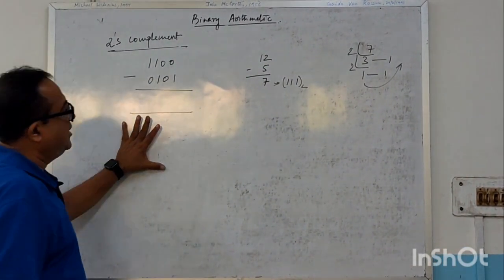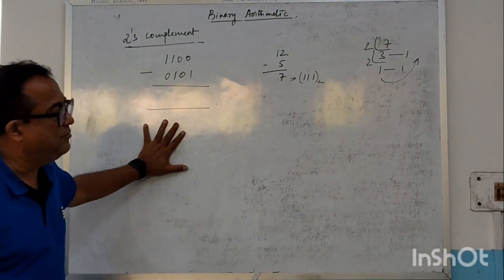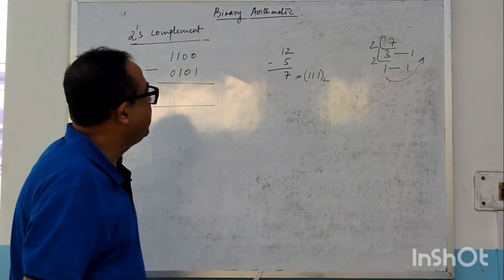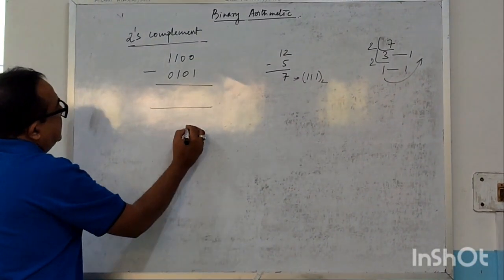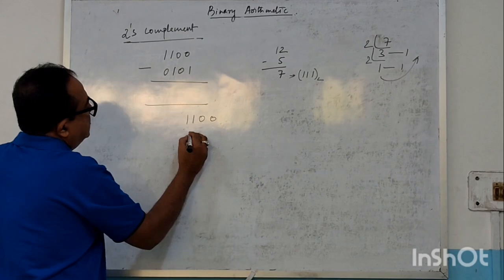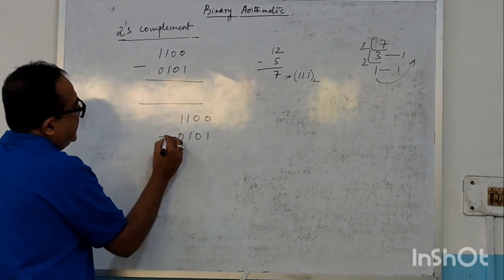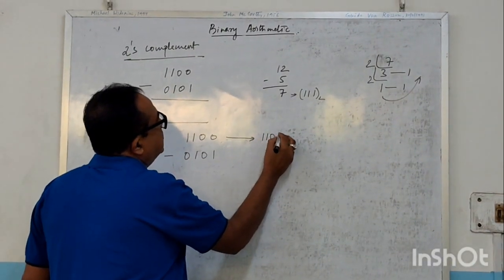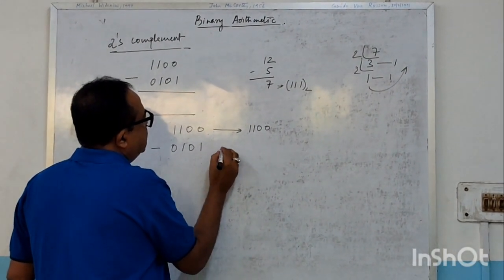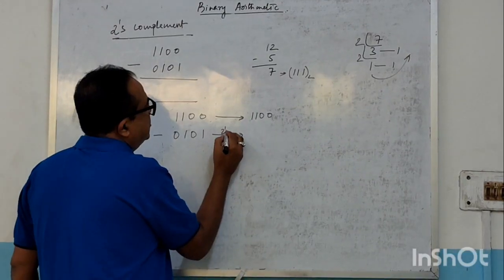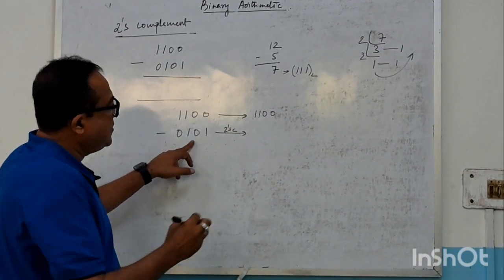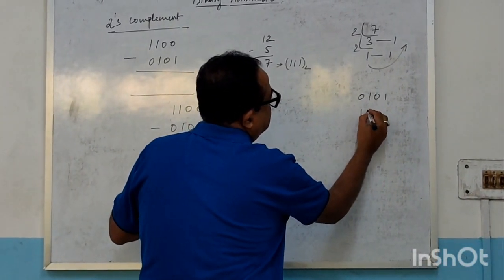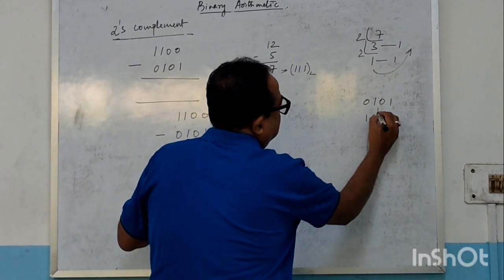Right? Now let us use our technique and see whether it matches with our verification number. Okay, so 1 1 0 0 minus 0 1 0 1. Okay, ये करना है. अब हम क्या करेंगे? First step 1 1 0 0. Second, this needs to be converted. So 0 1 0 1 को पहले क्या करना है? One's complement, that is 1 0 1 0. है ना? One's complement.